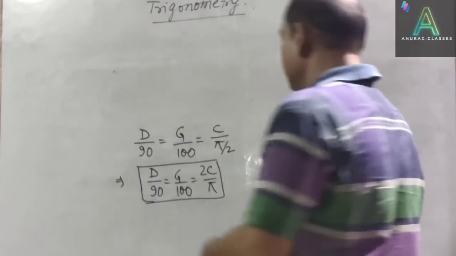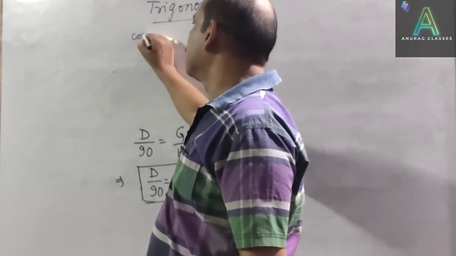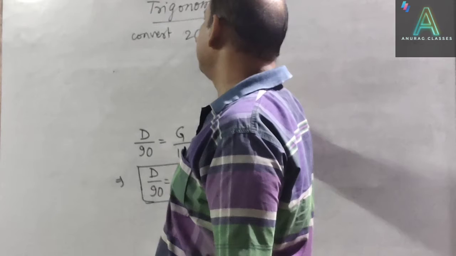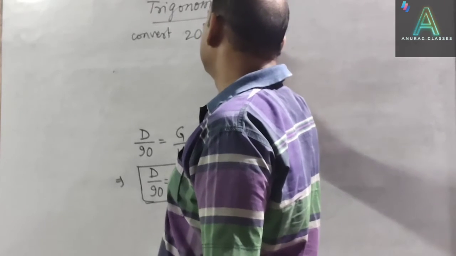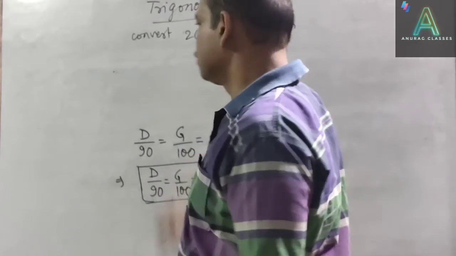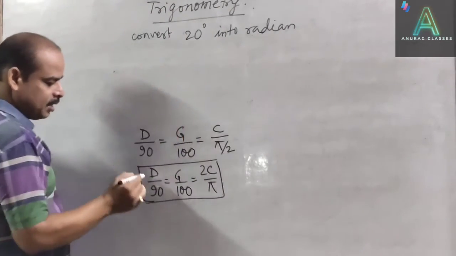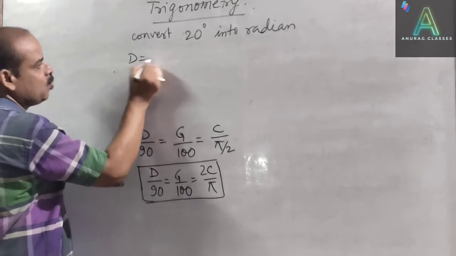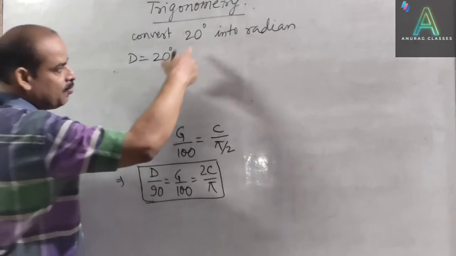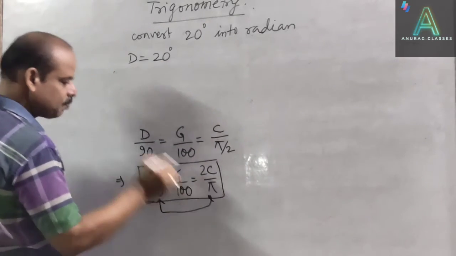I am taking one example based upon this relation. Convert 20 degree into radian. See here, the value of degree is 20. It means d is equal to 20 degree, and we have to convert it into radian. So relate these two columns.